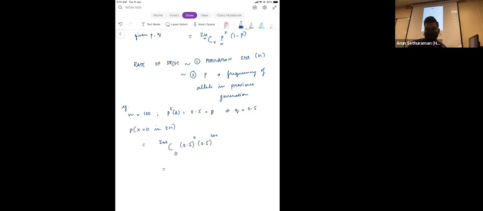You can calculate this very easily. Let me do this in R quick. So 200 choose 0 is just 1, by the way. Anything choose 0 is 1. So all I need to do is just 0.5 raised to the 200, which is a pretty small probability. It happens to be 6.22 times 10 to the minus 61. Pretty small probability. So I'm not going to randomly lose this A allele just by chance, or the probability of that happening is very rare.